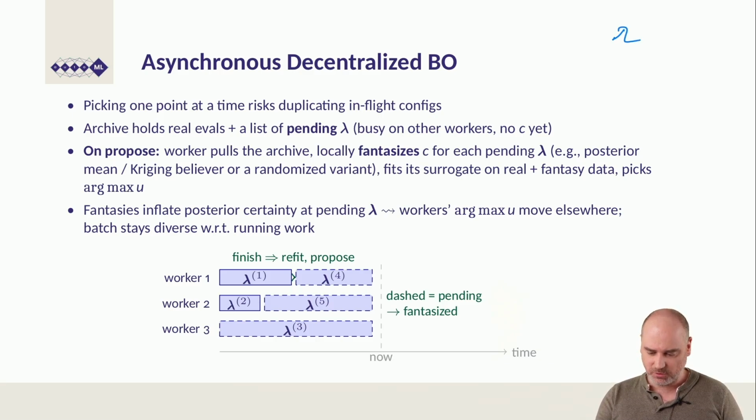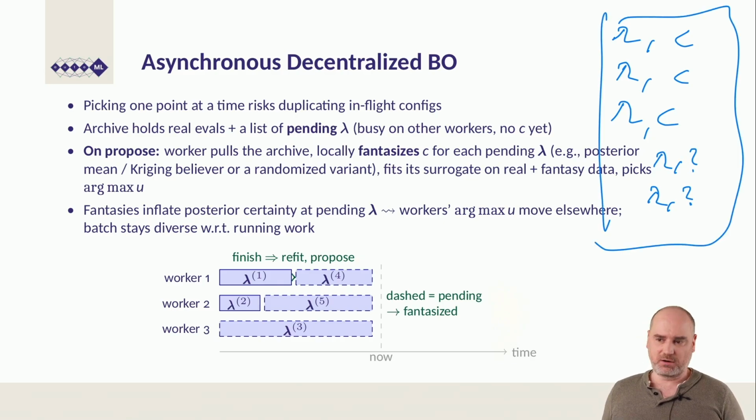So you have something like lambda, cost; lambda, cost; lambda, cost. And then for some of these, they are pending, and the database will look like that. And your worker will download this complete thing and then fit a surrogate model on this complete thing.